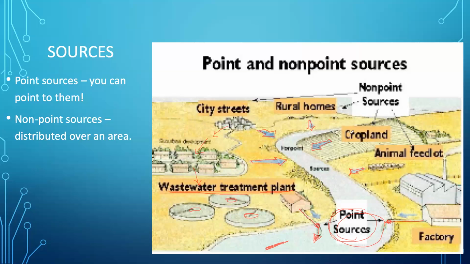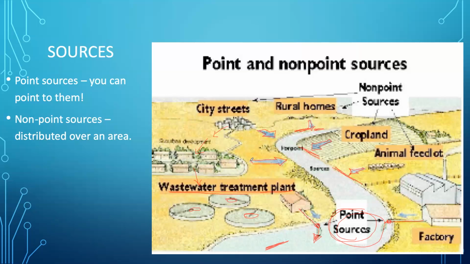And the rural homes, cropland, and animal feedlot are treated as non-point sources. And that's because where that water enters the river is somewhere along here, and here it's somewhere along here, and the animal feedlot is somewhere along here. But the precise location at any moment is not well known. So they're distributed over somewhat of a larger area.